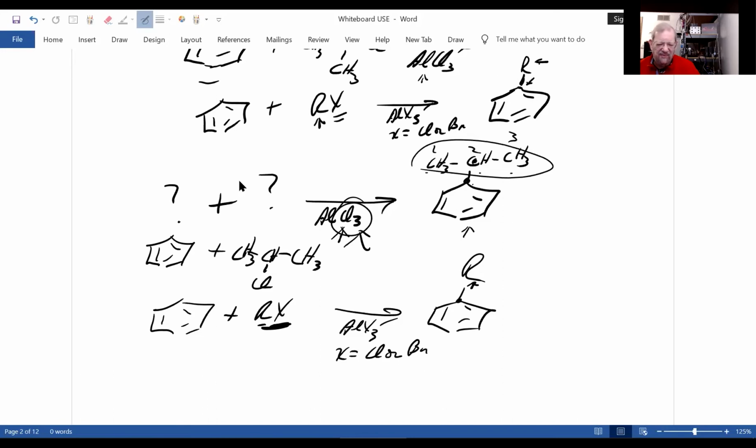I know there's 4 bonds to carbon. And if you react this with this catalyst, you will get that product. And that's how you do synthesis.